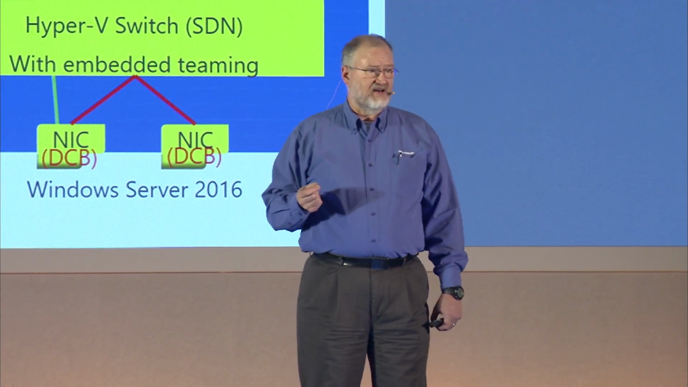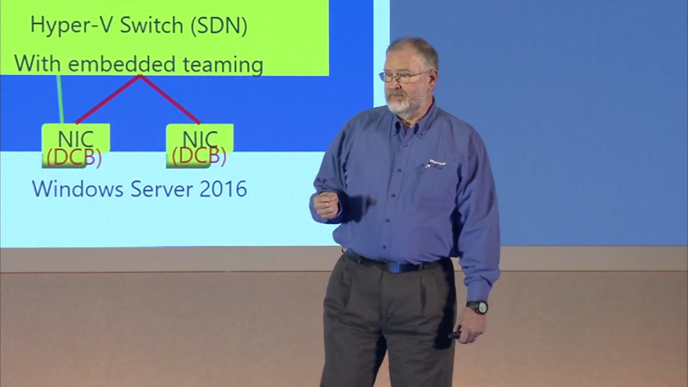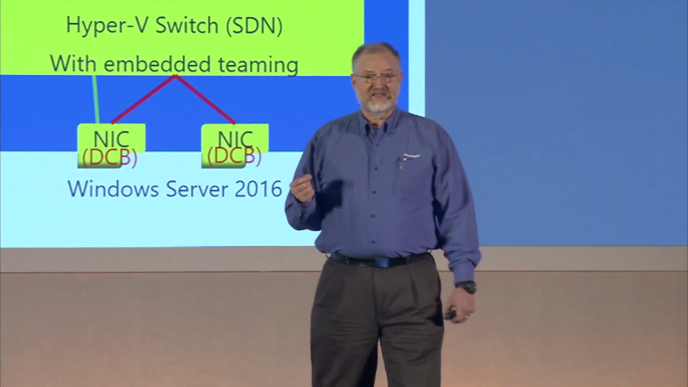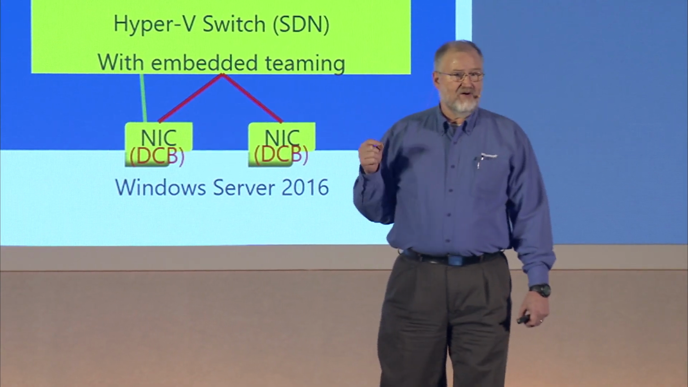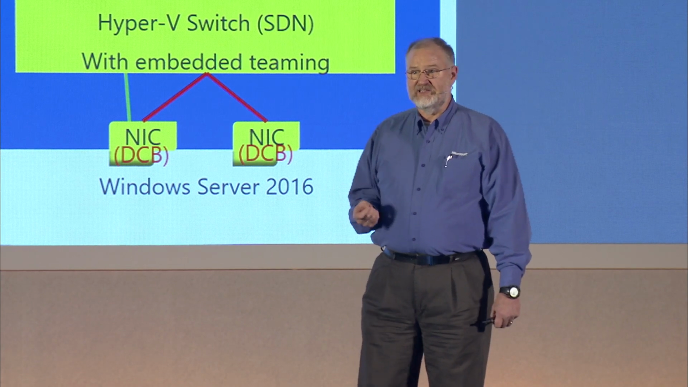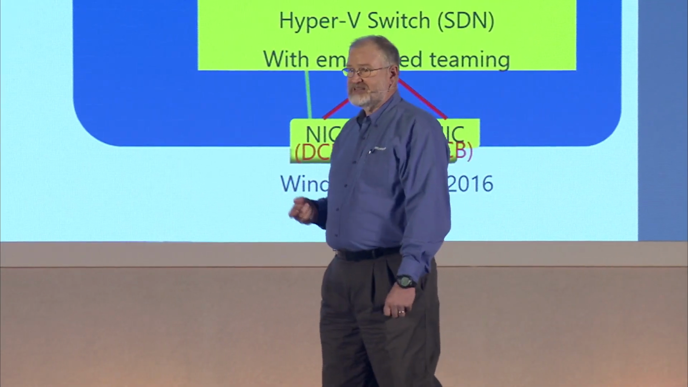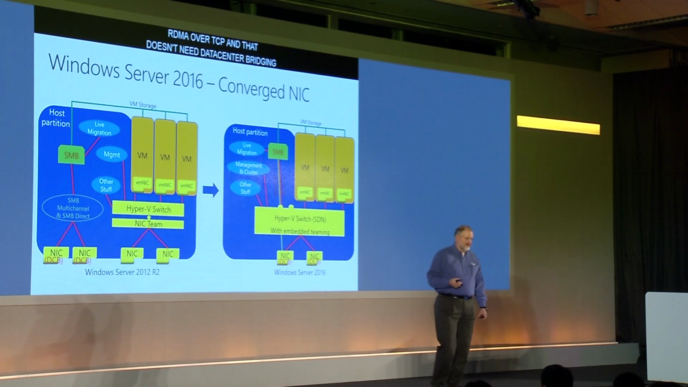However, there's another technology that multiple vendors are shipping now called iWARP. iWARP is RDMA over TCP, and RDMA over TCP doesn't need data center bridging. So it's much easier to set up, much easier to operate, and much less likely to have problems that are difficult to diagnose.